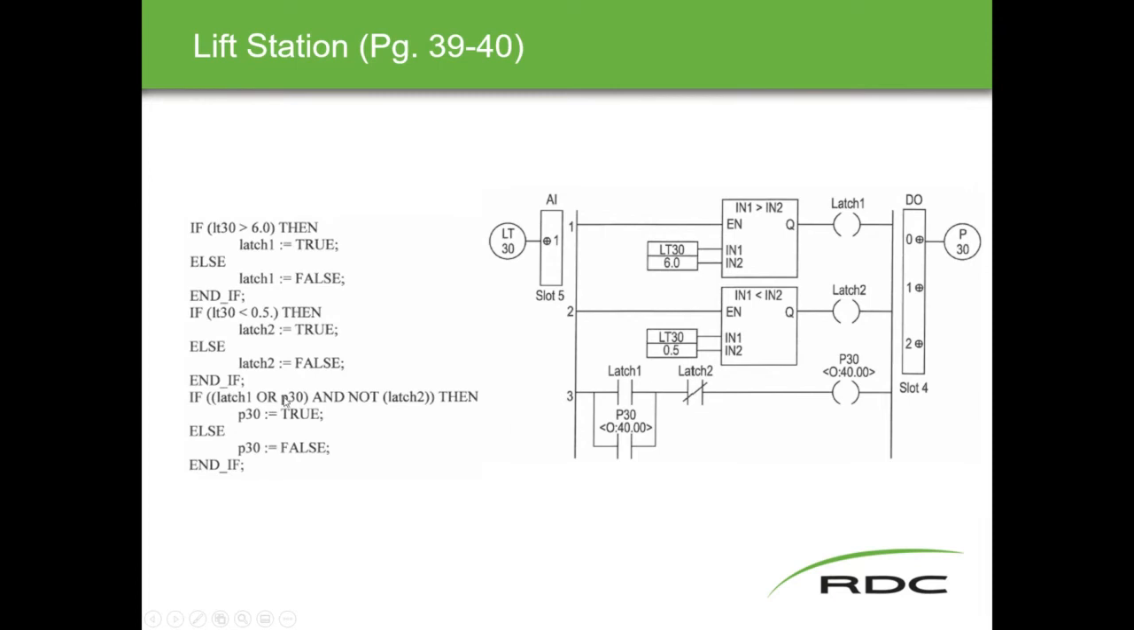Okay, and then the last rung here, a little bit more complicated. We have if this or this and not this is true, the pump will be on. Okay, so if latch 1 or P30 and not latch 2, then the pump is true, or else the pump is false. That's structured text. Anybody here believe this is fun? Nay. Me either. But it is a necessary evil and it does have a place.